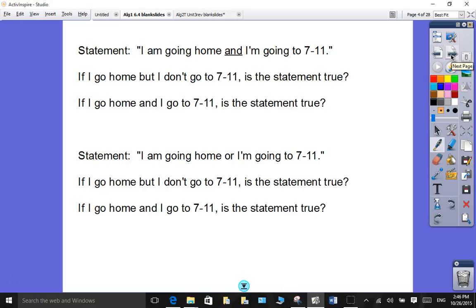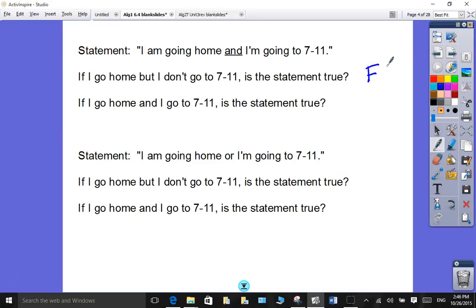For example, if I say, or if you say, I'm going home and I'm going to 7-Eleven, I use the word and to join those two statements. If I go home, but I don't go to 7-Eleven, is the statement that I made true? And the answer is no. I said I was going to both. I didn't go to both. I just went to one, so I have to say that that is a false statement.